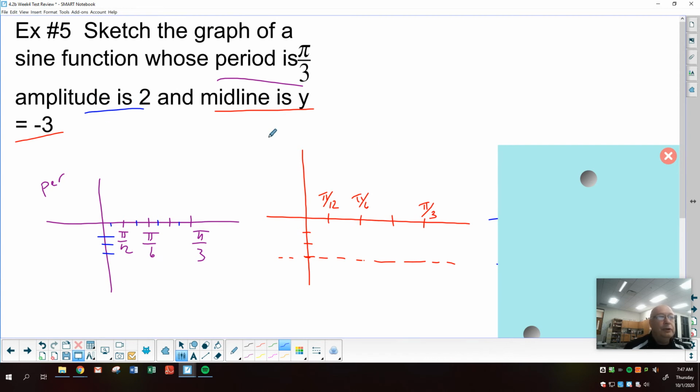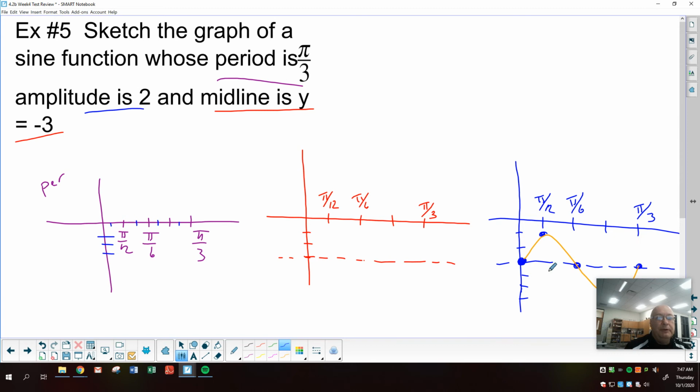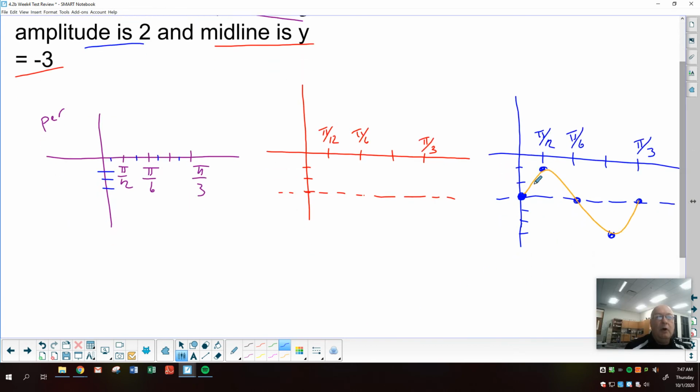And then the amplitude is 2. So if the amplitude is 2, here you go for this problem right here. I need to go 2 above this line. So if I am going to -3 for my midline here, 2 above -3 is -1, and 2 below is -3, -4, -5. Or I'm sorry, 3 below, -6.